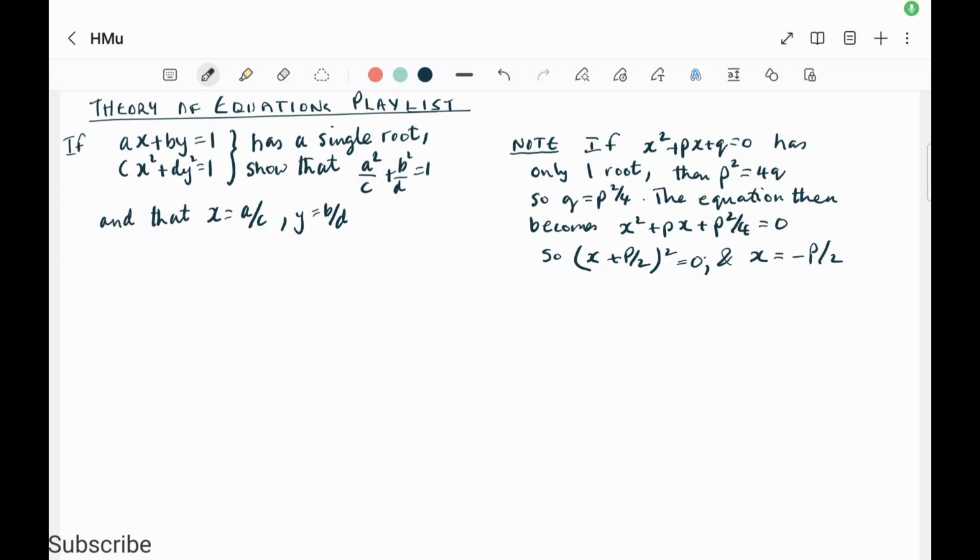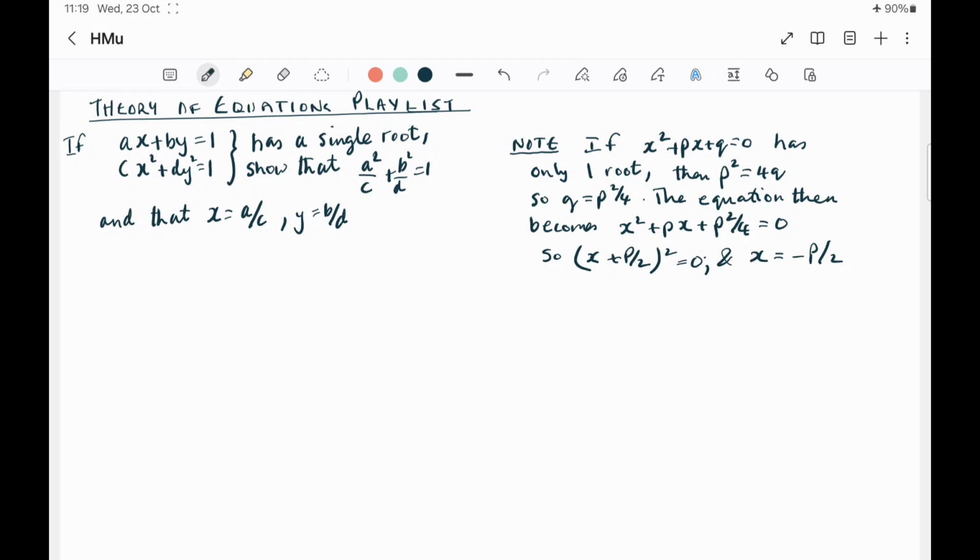Right, here's another little problem which has come my way, which I'll share with you. It says if ax plus by equals 1 and cx squared plus dy squared equals 1, if that pair of equations has but a single root, show that a squared over c plus b squared over d equals 1, and then further that x is a over c and y is b over d.